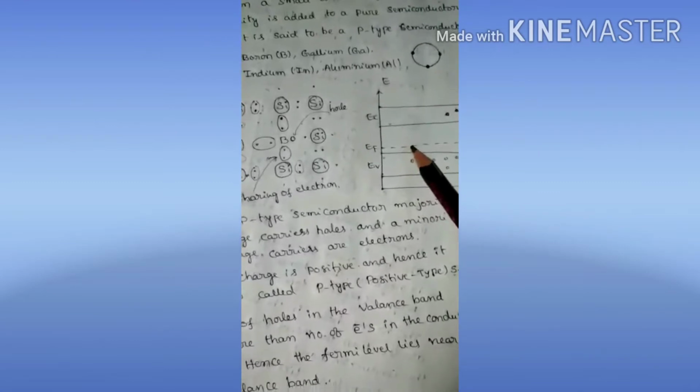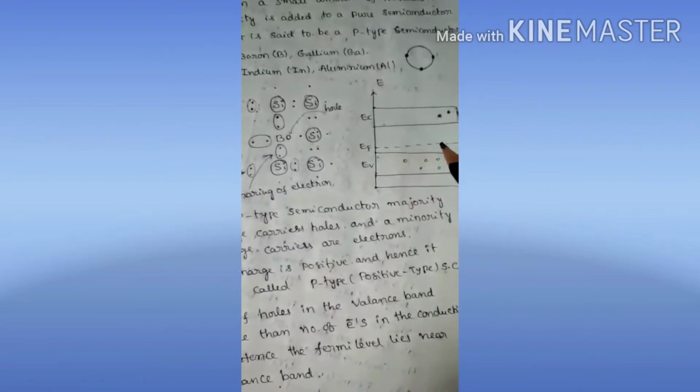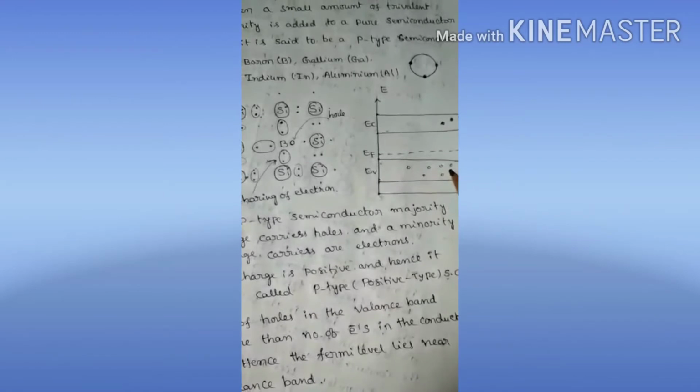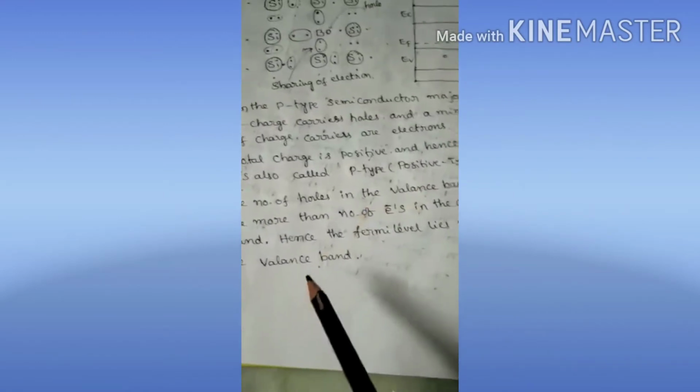And the Fermi level, when you observe here, all the holes are the majority carriers. That's why the Fermi level is nearer to which one? Nearer to the valence band. This is the p-type semiconductor.